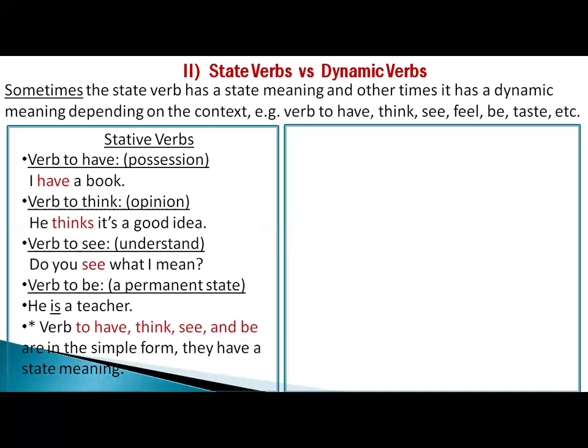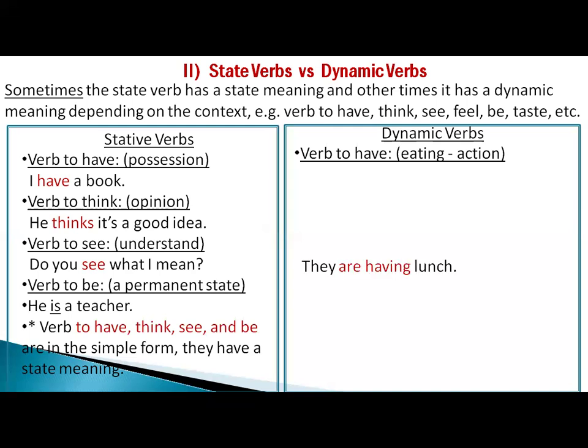The verbs to have, think, see, and be are in the simple form. They have a state meaning, a stative meaning. Now they will have a dynamic meaning. The same verbs. Verb to have, meaning eating, it's an action verb: They are having lunch, meaning they are eating lunch.